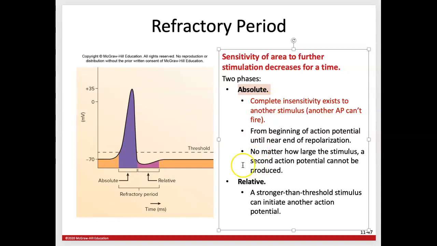Then we get to the relative refractory period, which is a little farther along, basically from the hyperpolarized state over to the polarized state. During this period, another fairly strong stimulus can initiate another action potential. So you should know what the refractory period is, what phase an action potential absolutely cannot fire in, which is the absolute refractory period, and just know the difference between these two.